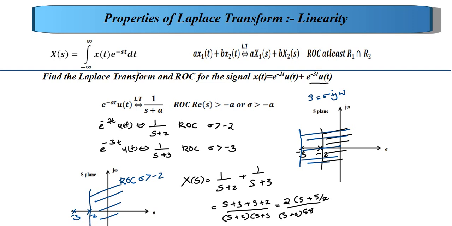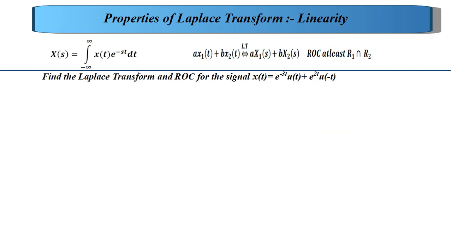Okay, from this you can say sigma is greater than minus 2, and here you can see there is a 0 also. If you equate the numerator to 0, you will get the zero at minus 5 by 2. So here we can indicate minus 5 by 2 as a 0. So 1 zero and 2 poles. So this is the final answer.